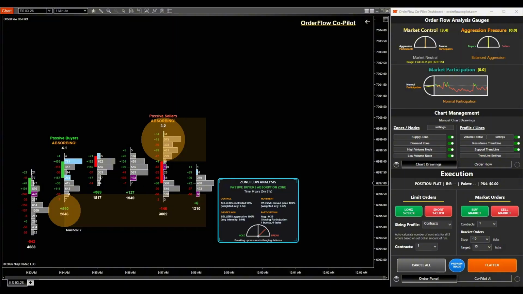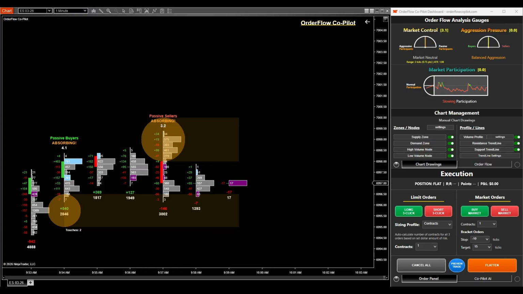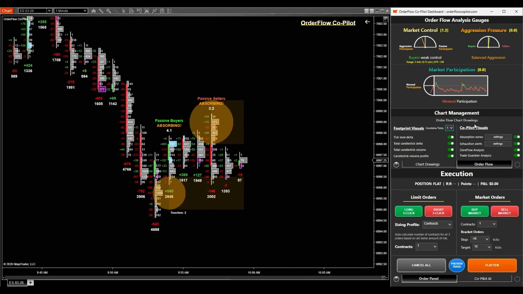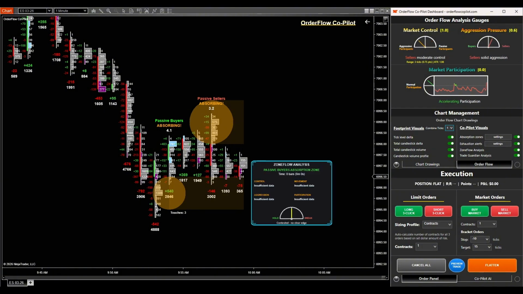The more accurate the gauge is, the more accurate the order flow chart visuals will be, like the absorption zones, the exhaustion alerts, the zone flow analysis, and Trade Guardian. These are here. These Co-Pilot visuals are very useful, and get fed from these gauges. We made the hardest part of order flow analysis way easier by converting the complex footprint analysis into a simple gauge visual with a status.